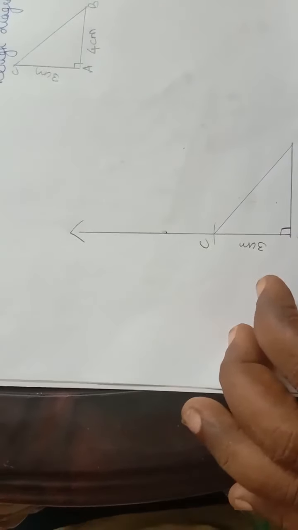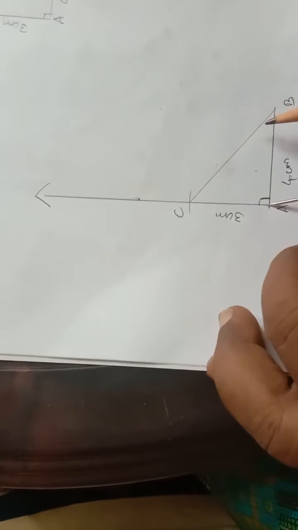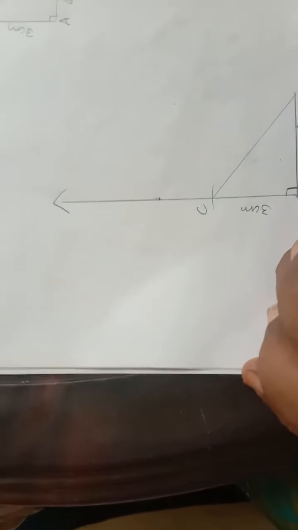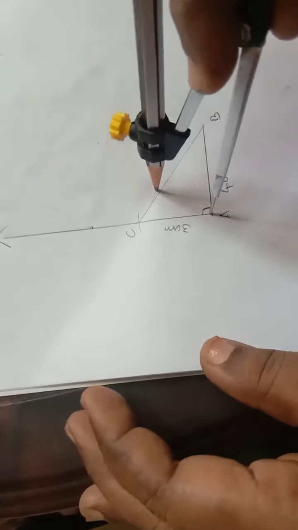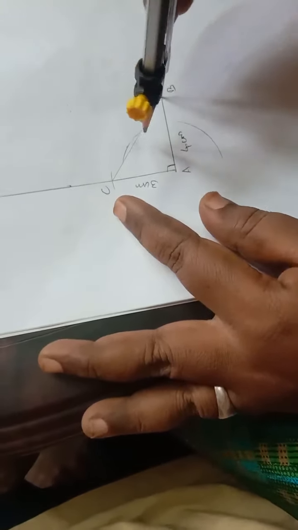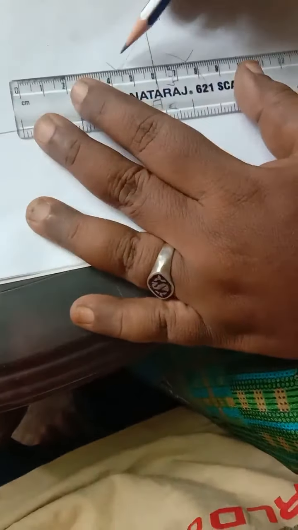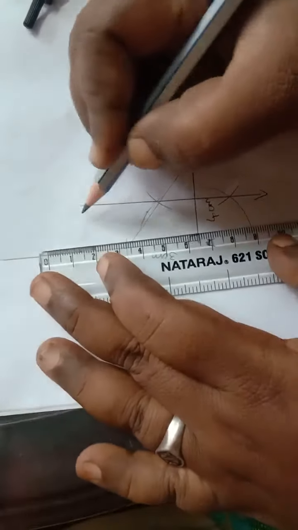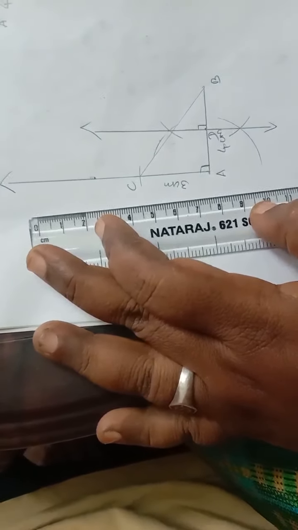Now we have to draw the perpendicular bisector for any two sides. First I am going to draw for AB. So take this length, this is half. So take more than half approximately. Keep it on A and cut 2 arcs. Keep it on B and cut 2 arcs. And join these two. Now mark the midpoint. This is the perpendicular bisector. Mark the midpoint as D.